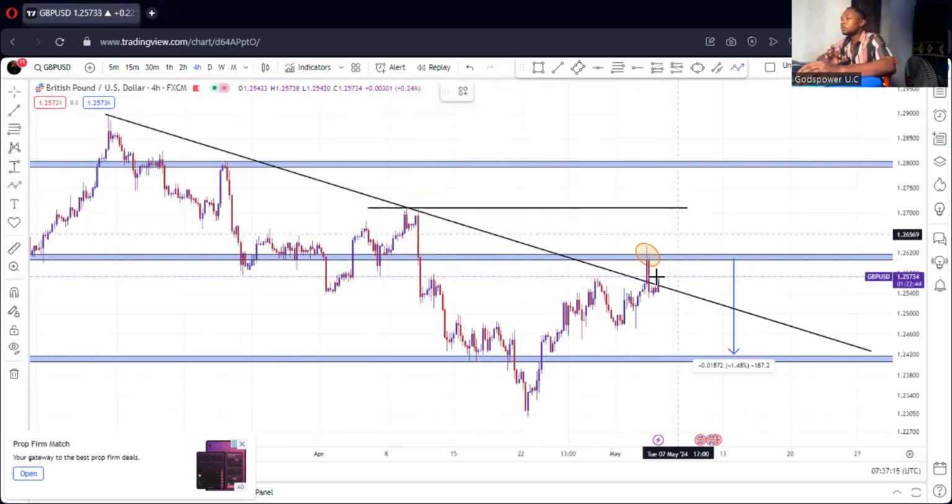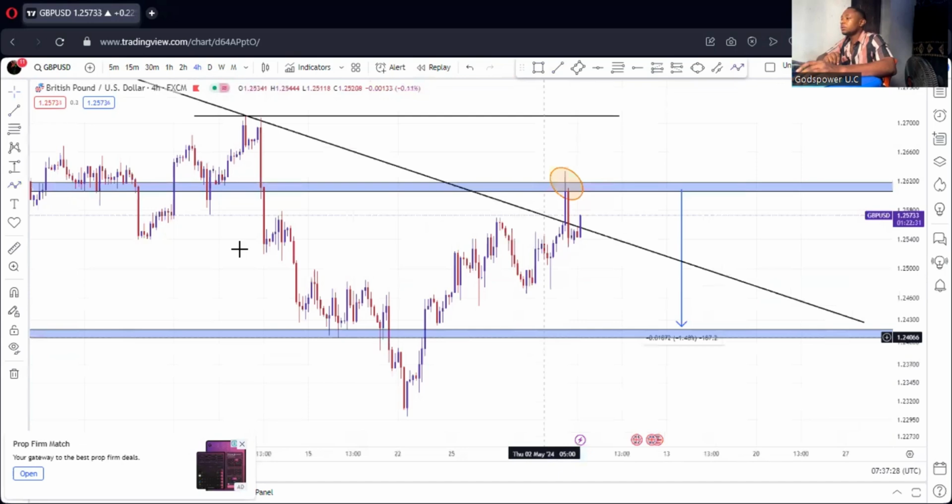So if the market breaks this zone, inside this to come into this area, all I'll be expecting is another breakdown, then a retest back at this zone to take it to the downside, right? So that is just what I'm expecting on GBP USD. This is a trade on GBP USD.